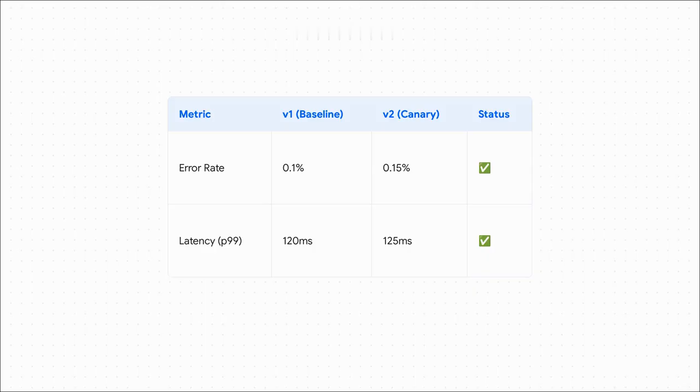So, they're asking, is the error rate going up? Well, it's a little higher, but not by much. That's okay. How's the latency, the response time? Again, a tiny bit slower, but totally within their limits. So far, so good. The canary is looking healthy. Green check marks all around.